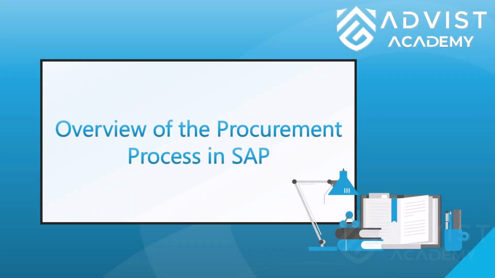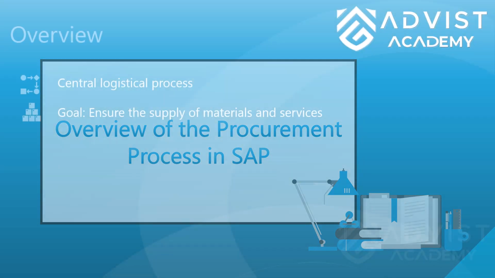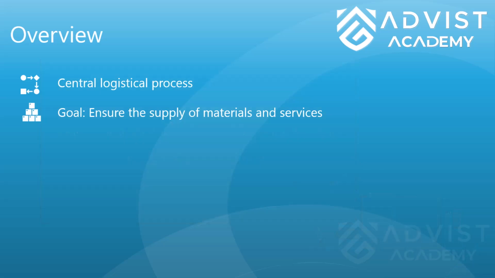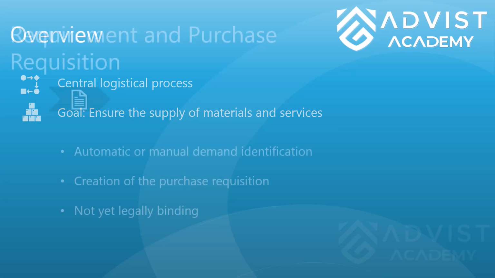In this video, the focus is on the purchasing process in the SAP system. Procurement is one of the core logistical processes within a company and is represented in the SAP Materials Management module. Its objective is to ensure the supply of materials and services to the organization.